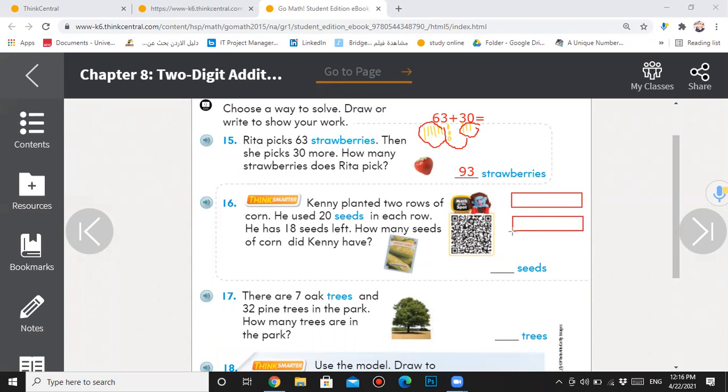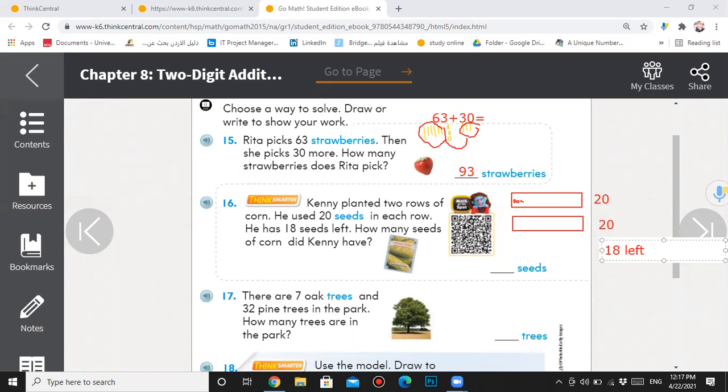He used 20 seeds in each row. So I have in each row 20 seeds. I have 20. One, two, three, four, until 20 seeds. In the first row is 20. In the second row is 20. Okay. He has 18 seeds left. When he put the seeds in each row, now he has 18 left. Okay?